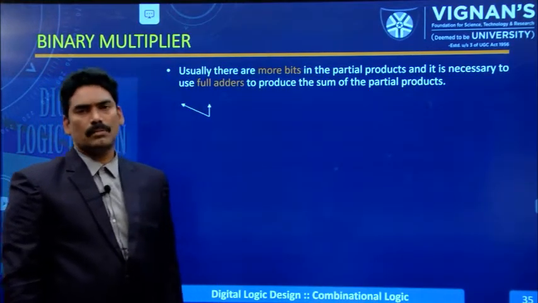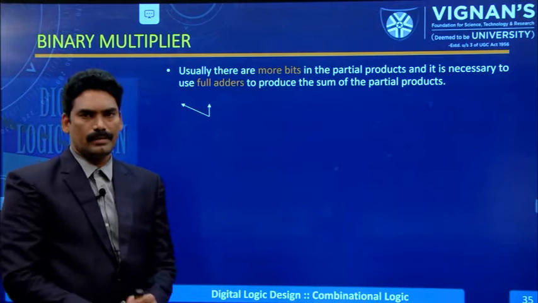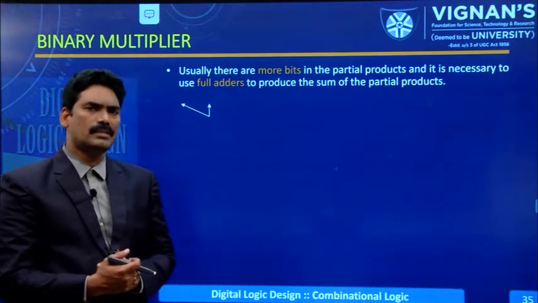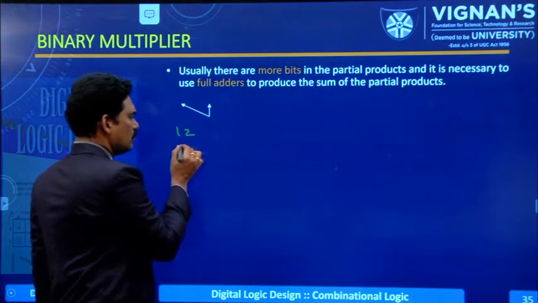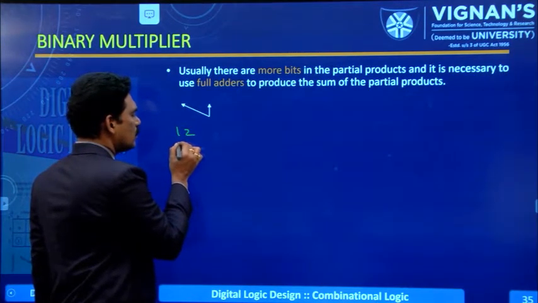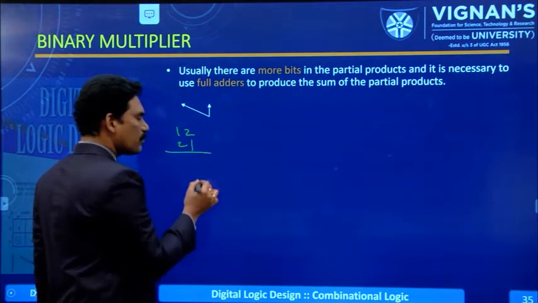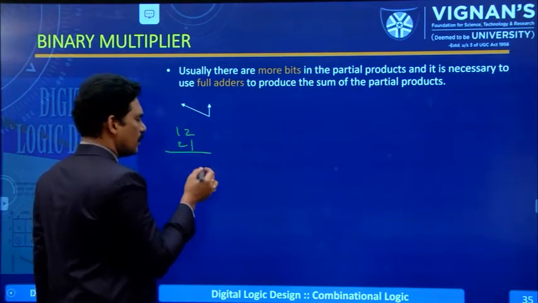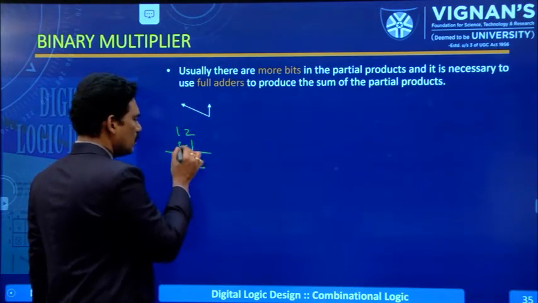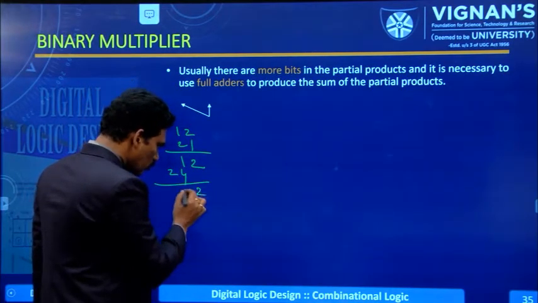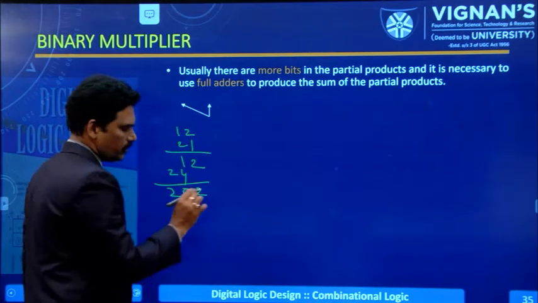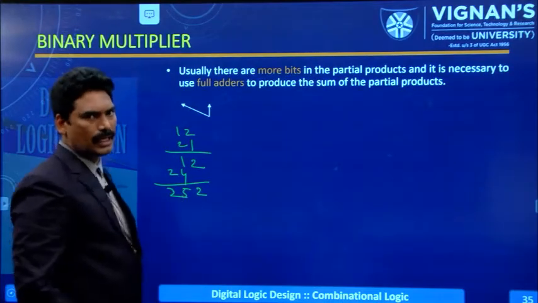Now we are going to discuss the binary multiplier. How to perform multiplication? Suppose we perform 12 and 21. How are we performing multiplication? In general multiplication, 21 times 2 is 42, and 21 times 1 is 21, total 252. We are performing general multiplication like this.